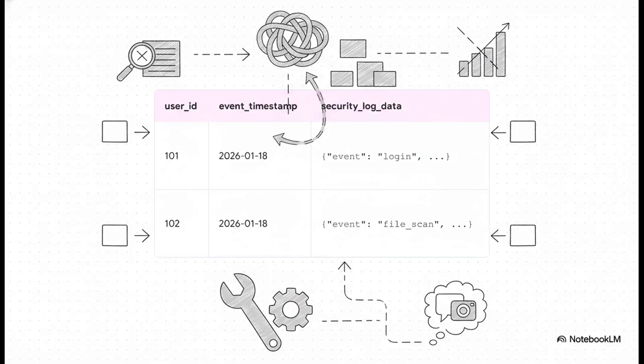Just look at this, seriously. Take a look at that security log_data column. It's a disaster. All the important details, the IP address, the file name, whether a login was successful, they're all buried inside that messy text.